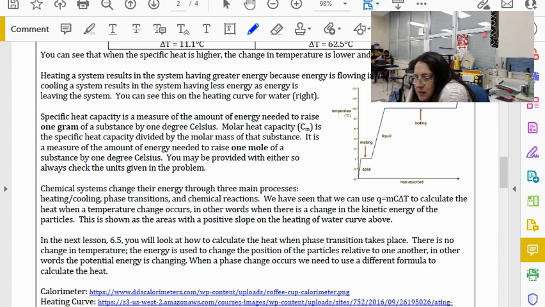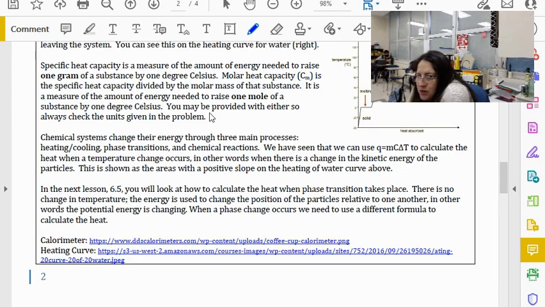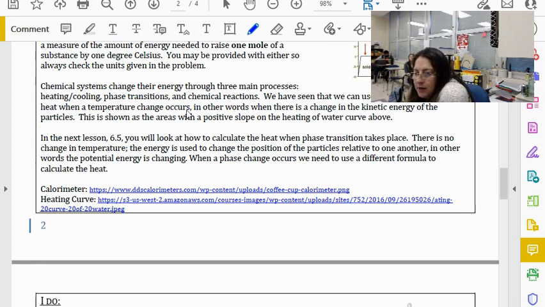Specific heat capacity then is the measurement of the amount of energy needed to raise 1 gram of a substance by 1 degree Celsius. Molar heat capacity then is the amount that it would take to raise 1 mole of a substance. So oftentimes you're provided with one or the other. You just have to check your units on those. And then chemical systems change their energy through 3 main processes. We've got heating and cooling, we've got phase transitions, and chemical reactions. Okay.